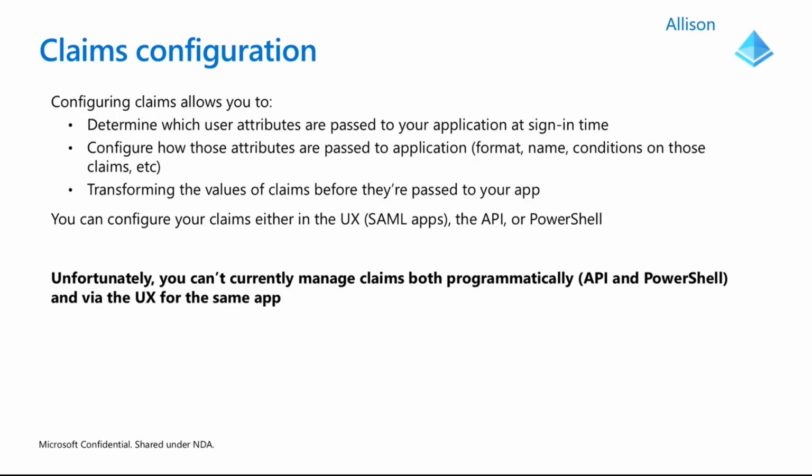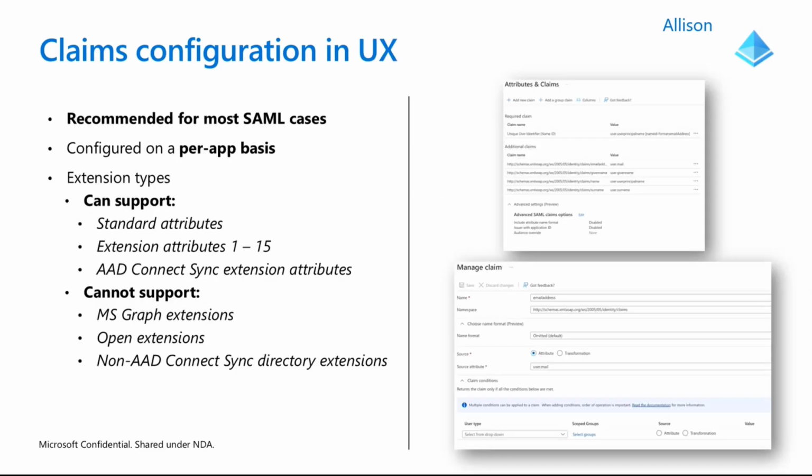An unfortunate thing that we do need to talk about is that you can't manage claims both programmatically and via the UX for the same app. It's a current gap in our system that we are looking at, but I want to highlight that it ends up causing people some friction. So if you have an application and you're configuring claims in the UX, and you then go in and alter it via the API or PowerShell, it will toggle you into programmatic configuration. I will discuss the UX first, and then we'll get into the API.